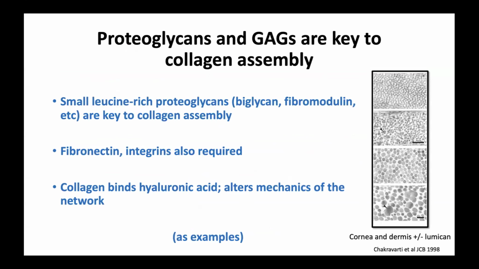This is just an example of cornea and dermis with and without lumican. So these are knockouts with and without. And you can see that the regularity of collagen assembly really depends on these proteoglycans. And you see abnormal collagen organization and assembly with knockout of almost all the small proteoglycans.